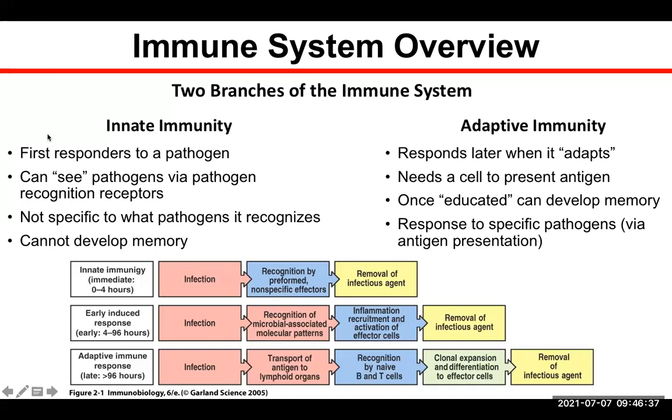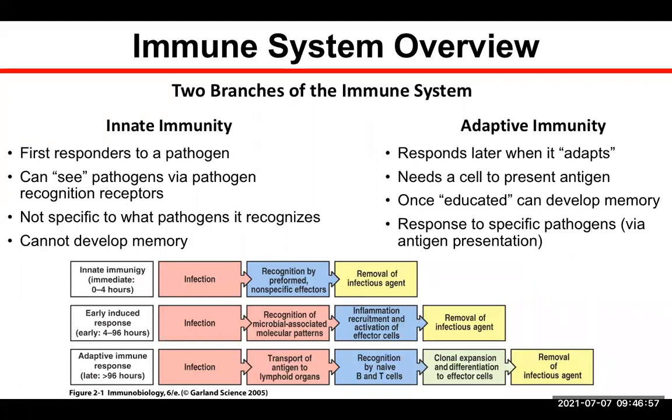So it's important to know that the immune system has two branches. It's the innate and the adaptive immune system. I'm going to give you a preface to both of these, but the lecture is going to be mainly focused on the innate, and tomorrow will be focused on the adaptive. With the innate immunity, these are going to be the first responders.